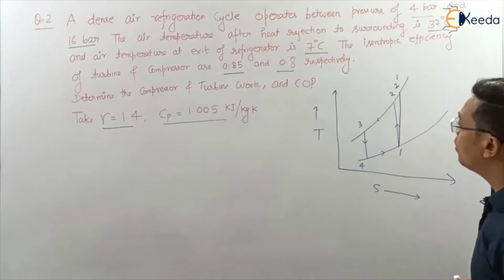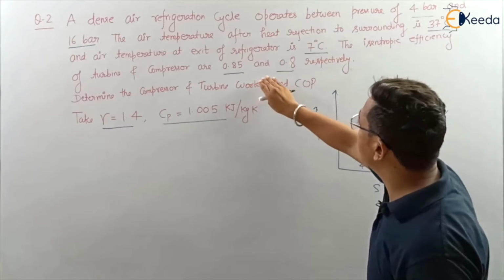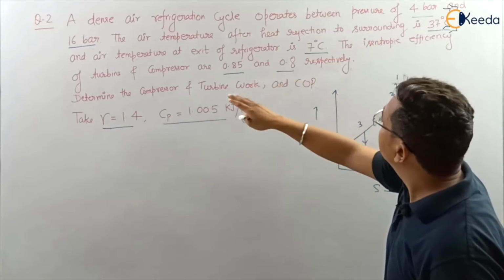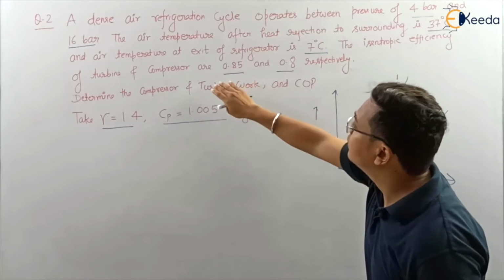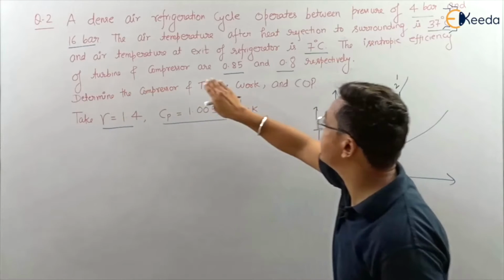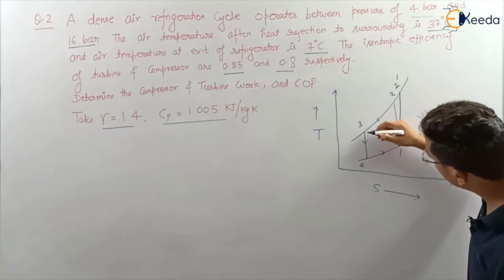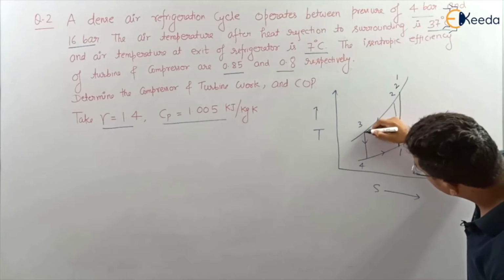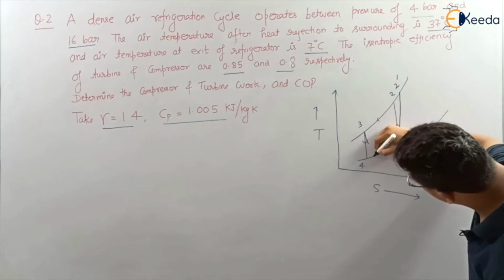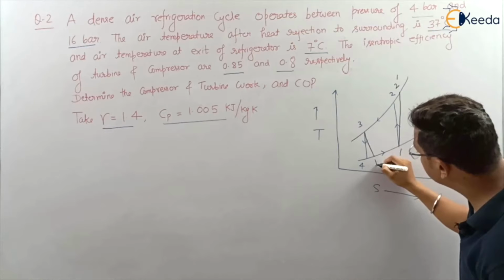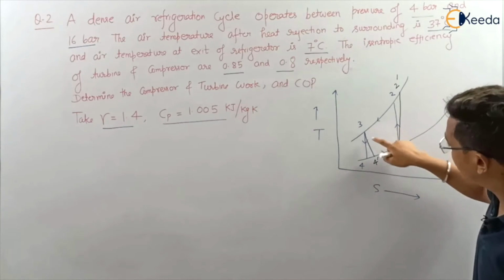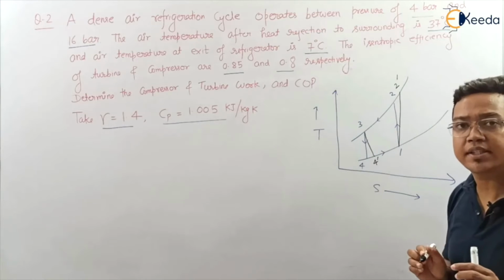In the same way, the expansion process, the turbine, has isentropic efficiency 0.85. So the process will occur like this, and this will be 4 dash. So 1 to 2 dash and 3 to 4 dash are the actual processes.